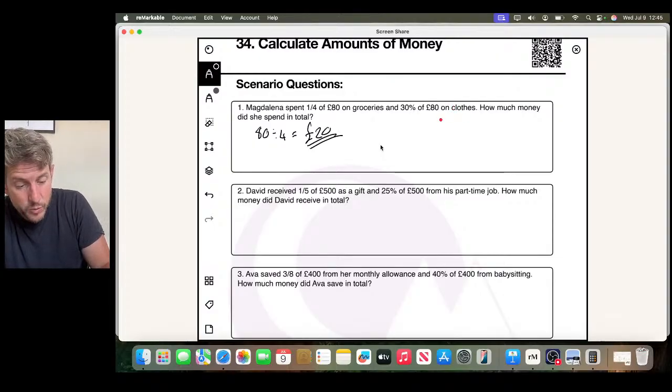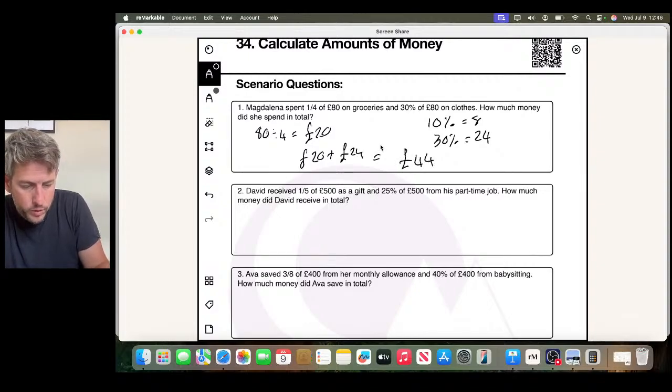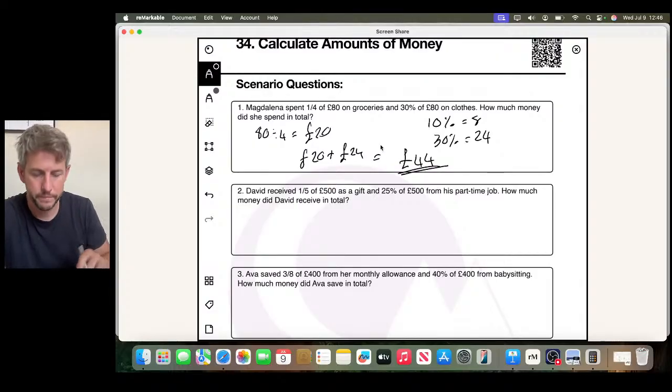30% of 80, well, we know that 10% would equal 8. So 30% would equal 24. So then, oh, I shouldn't have underlined that. So we're now looking at £20 plus £24, and that will equal £44 spent in total.